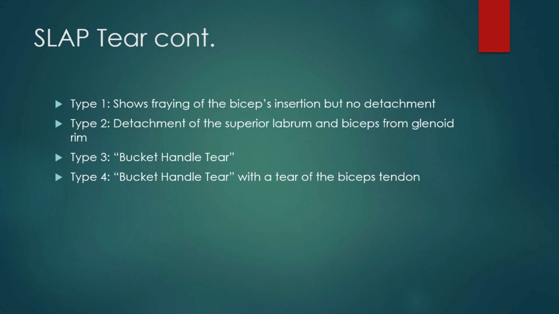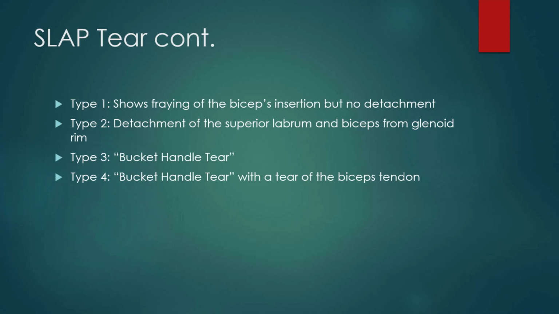So to get into that, there's 4 different types. Type 1 is we're going to show fraying of the biceps insertion, but no detachment, with a superior labrum tear anterior and posterior. Type 2 is then we see a detachment of the labrum and the biceps from the glenoid rim itself. So you're seeing it being pulled apart and off of the bone.